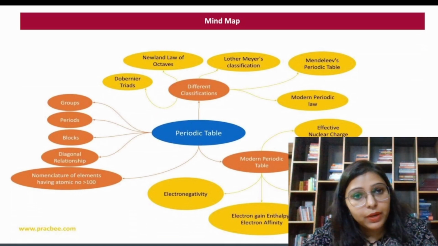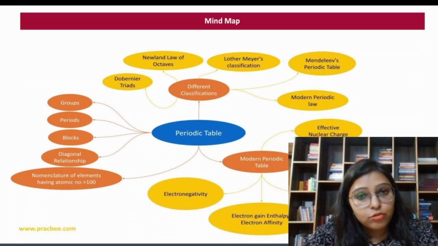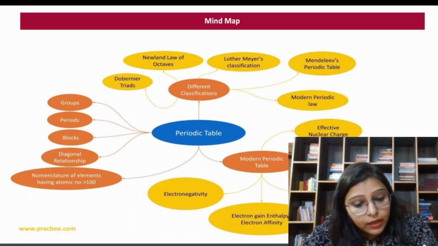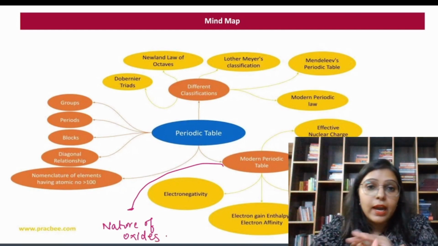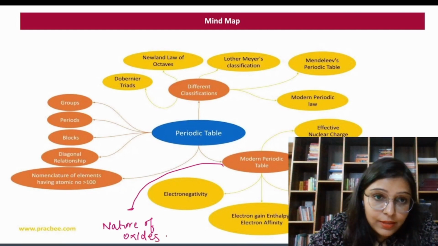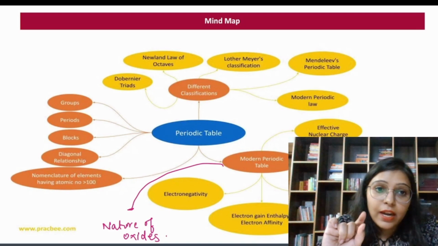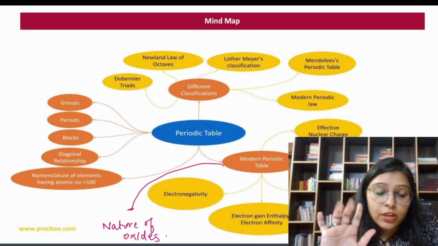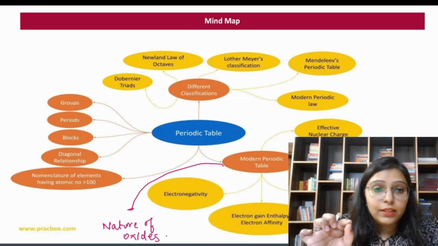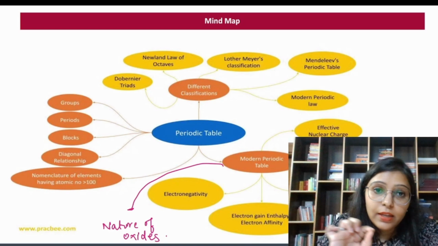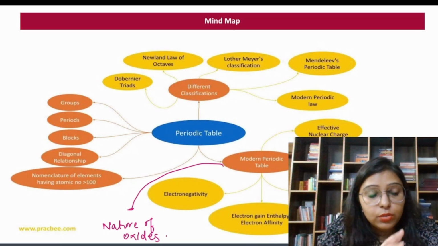In the periodic properties, we have atomic size, atomic radius, ionic radius, ionization enthalpy, electron affinity, electronegativity, nature of oxides, and the entire set of periodic properties. They depend on three factors. First is the effective nuclear charge, second is the shielding constant, and third is the distance between the nucleus and the outermost shell. If you have a good grasp on these three things, effective nuclear charge, shielding effect, and the distance between the nucleus and outermost shell, then you can relate to the periodic properties, or you can do the comparison.